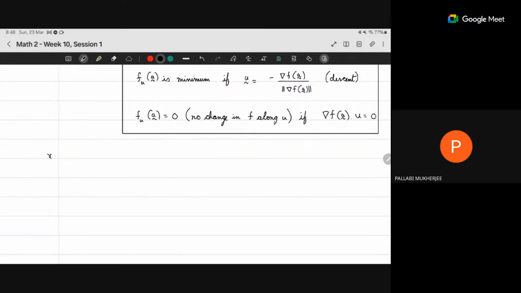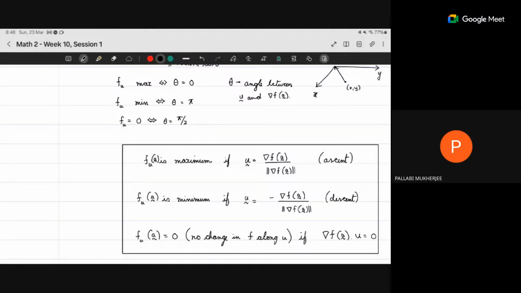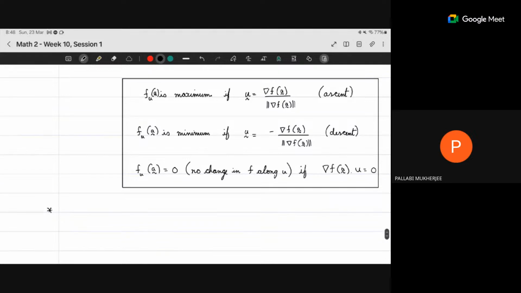Sir, ascent means an increase in function value? Yes. And descent is a decrease in function value. Yes. In general, ascent means increase and descent means decrease. Ascending, descending, it is just the same.